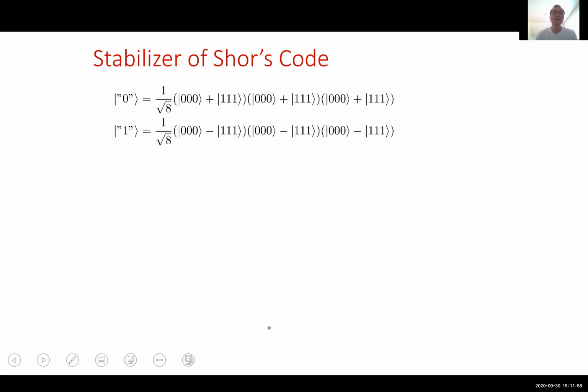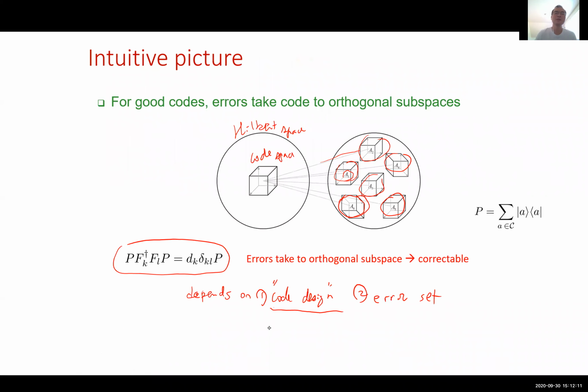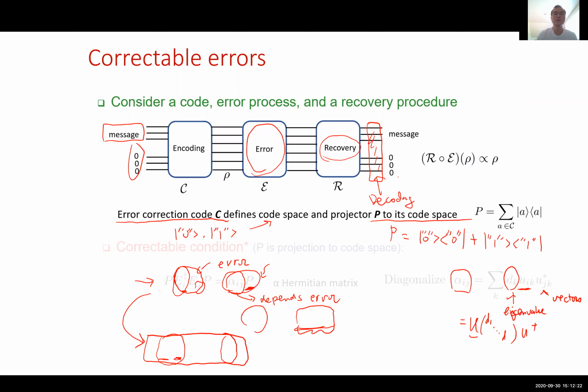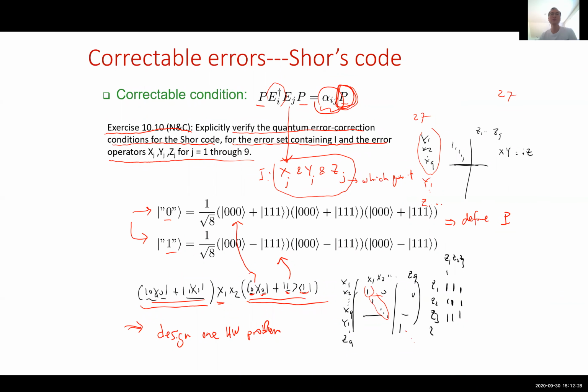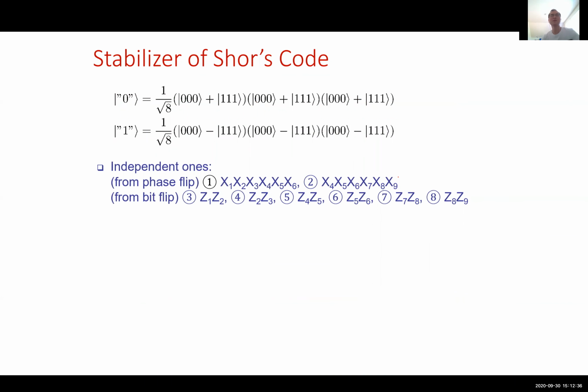So this is actually a second way to understand why Shor's code can correct one qubit error. We talked about previously, we use the superposition of the errors, right, in terms of expansion in terms of these Pauli matrices. And we understand how it can correct one qubit error. Okay, there's actually a third way that we can use to understand why Shor's code can correct all one qubit errors. This is using the so-called stabilizer.